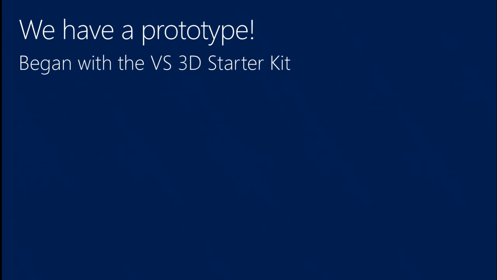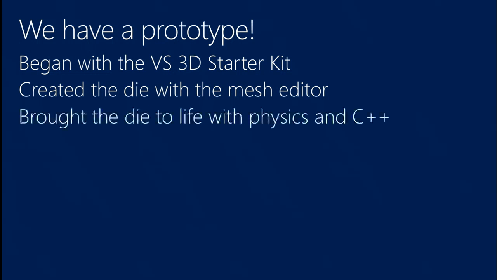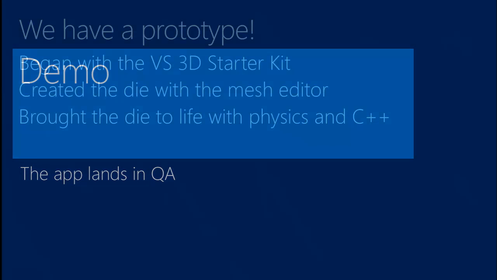So we have a prototype. We began with the Visual Studio 3D Starter Kit, a variant of that, available out on the web, on the VC blog and in Codeplex. So you go to the VC blog, you'll see it. Hopefully everybody goes to the VC blog. We created the die with the mesh editor. We brought the die to life with physics and C++. Any questions?